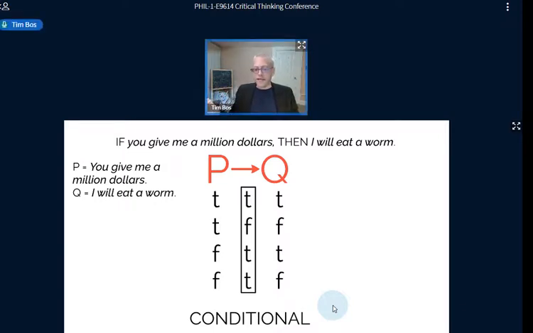In all other cases, it's true, because look, right now, I'm not giving you $1 million, you're not eating any worms, and yet it is true that if I give you $1 million, you would eat a worm. Does everyone see that? It's a little more confusing than the ands and the ors, but still intuitively this makes sense. Right? You understand that an if-then statement, the only scenario where it's falsified is where you have a true antecedent and a false consequence.